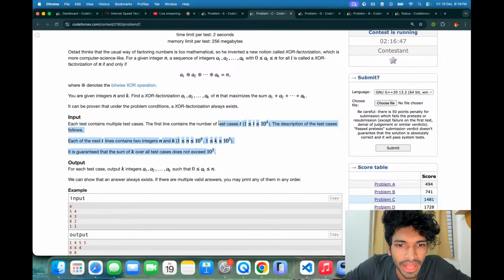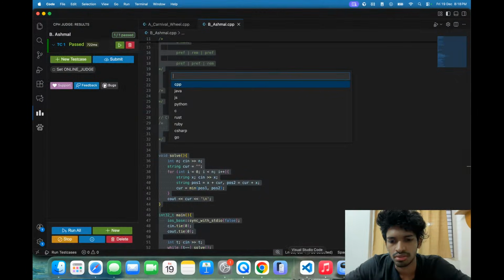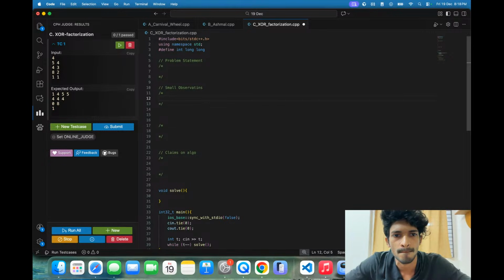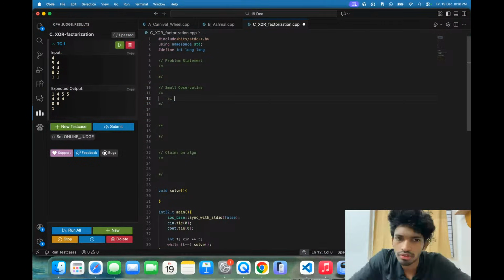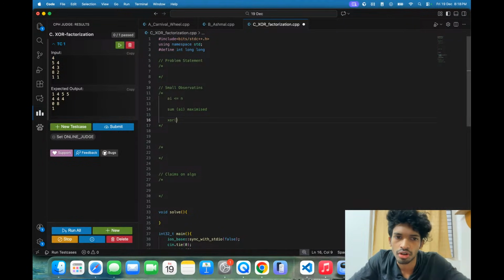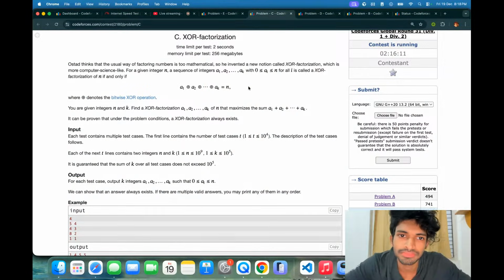Okay, n is big. K is less than or equal to this. Sum of k doesn't exceed some bound, so it can be done in O of k. We want the maximum sum, with each a_i less than or equal to n, sum of a_i maximized, and XOR of a_i equals n. This is what we need, right? Take all of them as n. Take all of them as n. And then what?